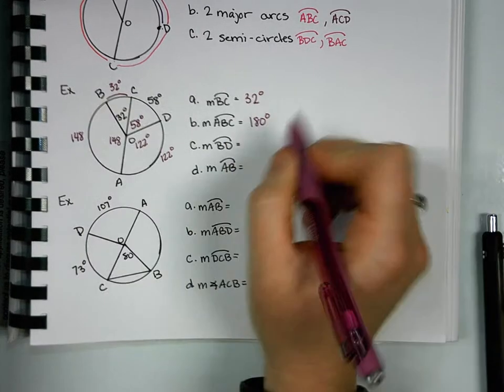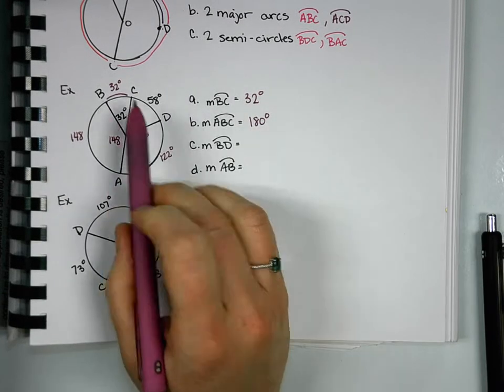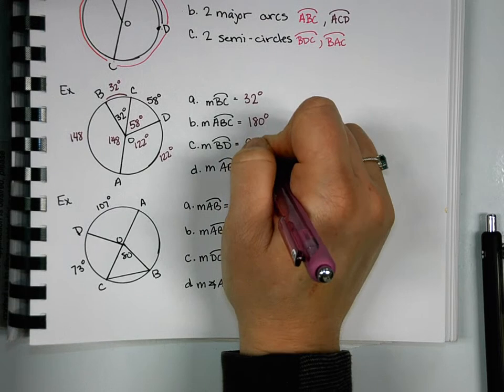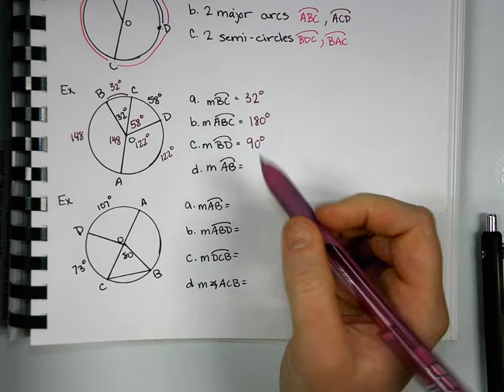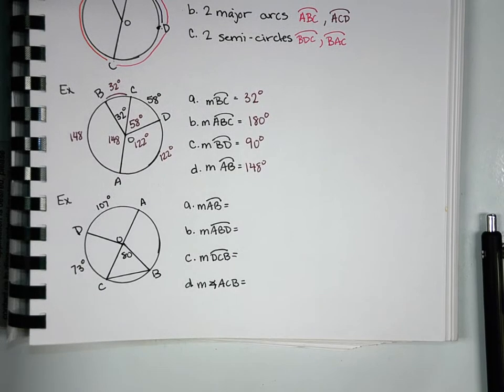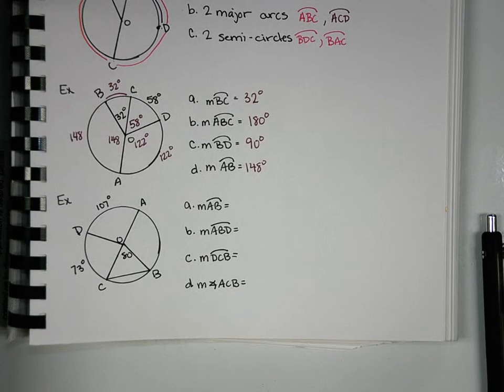What about BD? 90, because we'll just add up these 2 together. And what's AB? 148. So by taking just a minute to fill in what you know on your circles, it'll help you go through those questions to the right real fast because you'll already have it all labeled. So that's the only thing on homework? Let's get through the second one.